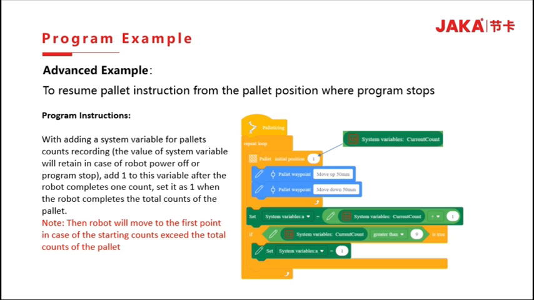As the system variable will be retained after power off or program stop, it will add 1 after each pallet and reset to 1 when it exceeds the total count of the pallet.